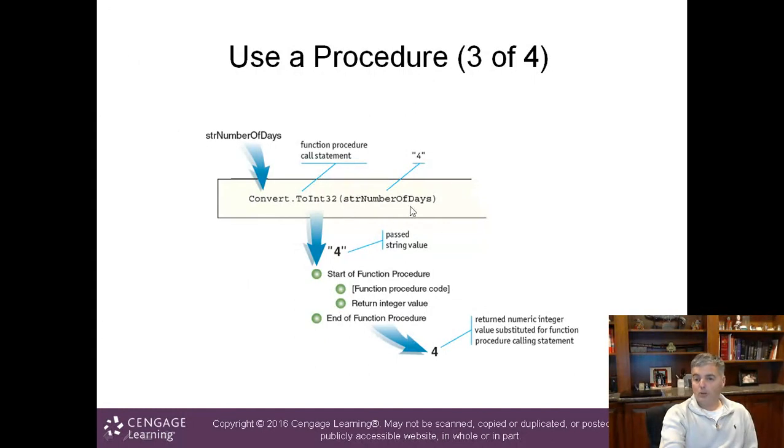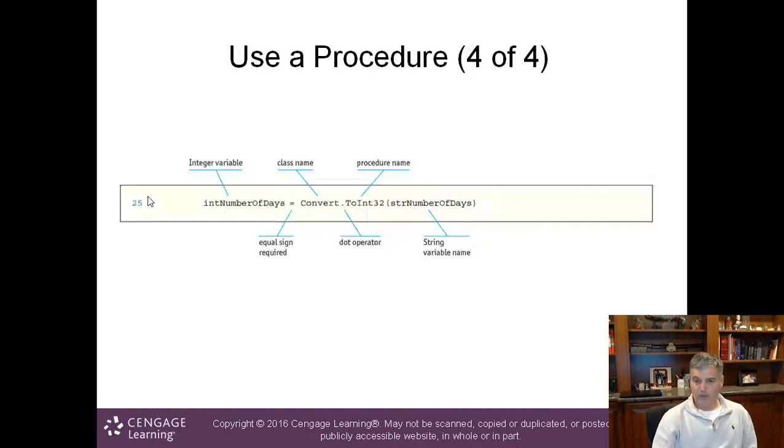So Convert is our class, ToInt32 is our procedure, and our variable for the string number of days is our argument. String number of days has a value of 4 in there, and we're going to assign that to a variable, which I think you'll see an example of in the next screen. So Convert.ToInt32, with the argument string number of days, assigns the value of the string number of days variable to our integer value.